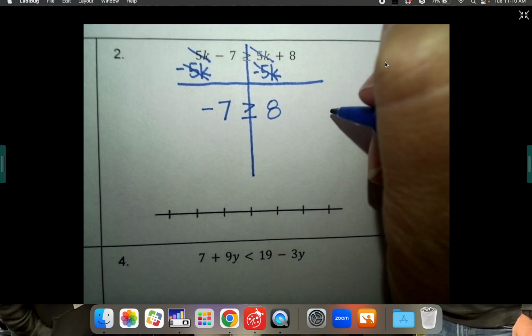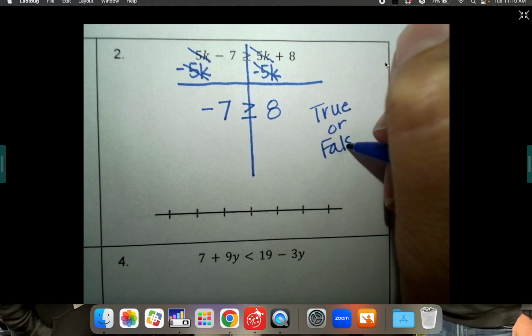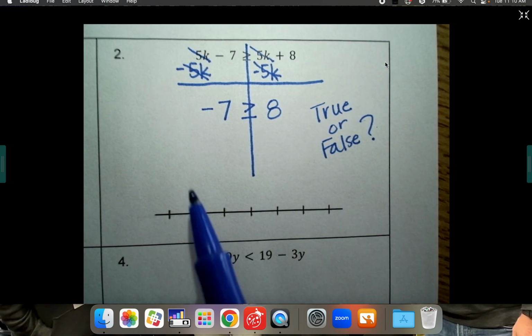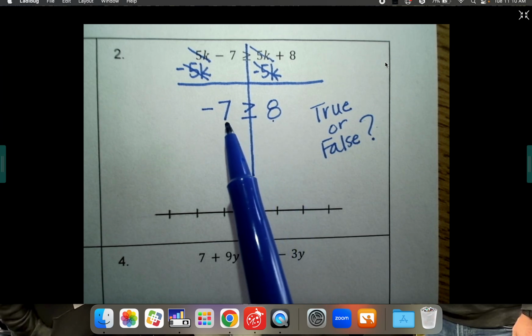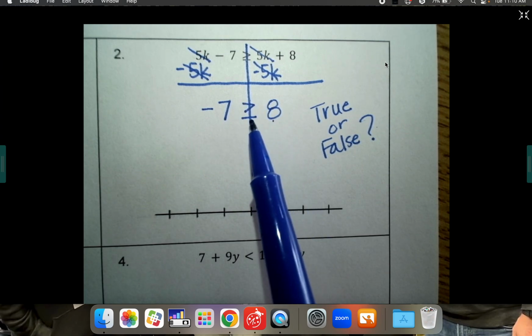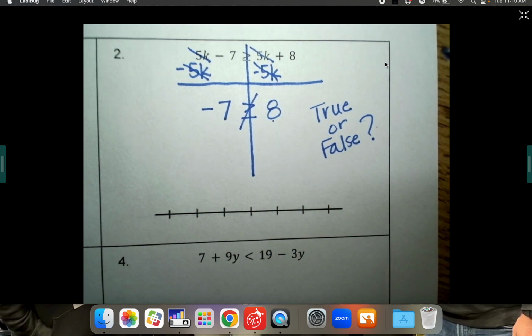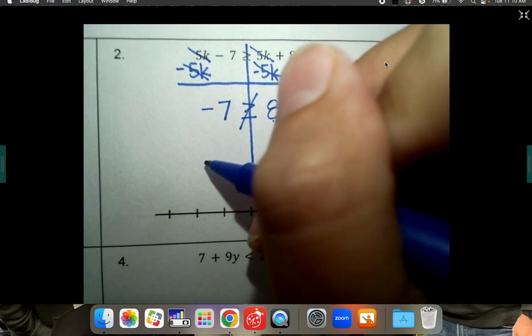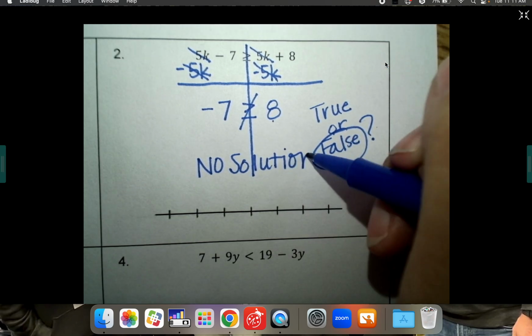So you have to ask yourself, is this a true or a false statement? So let's think about it. Is negative 7 greater than 8? If I have negative $7 in my lunch account, is that greater than or equal to if I would have had 8? No, it is not. This is not true. So this is a false statement, which means the answer is going to be no solution. Anytime it is not true, it is no solution.